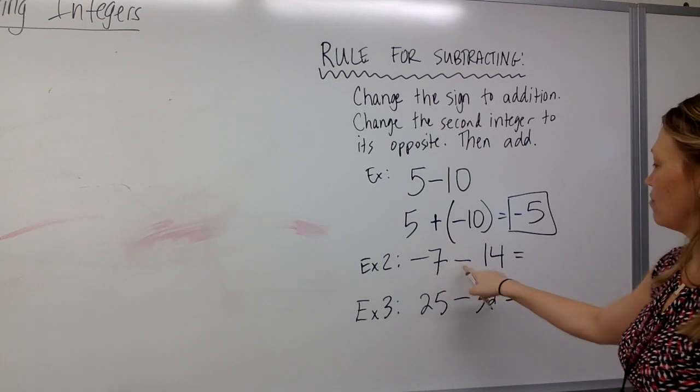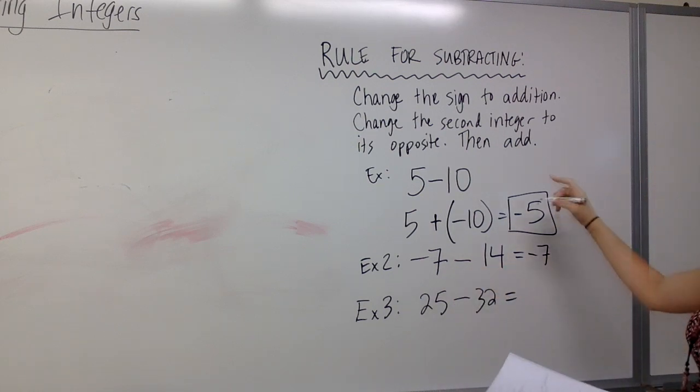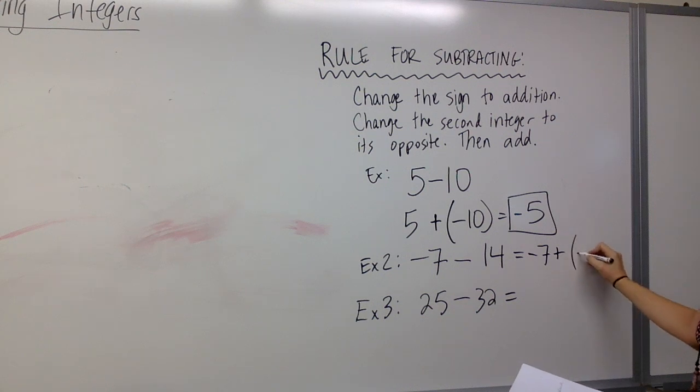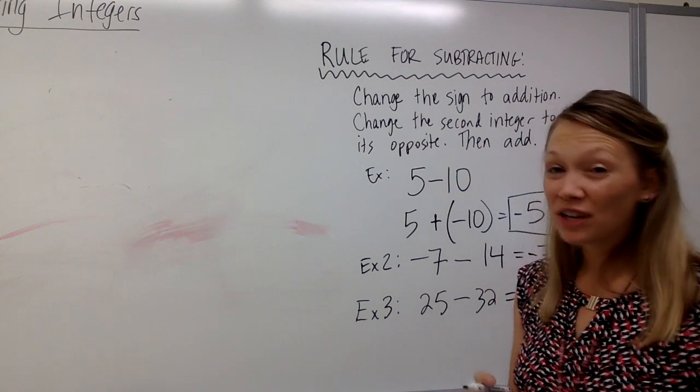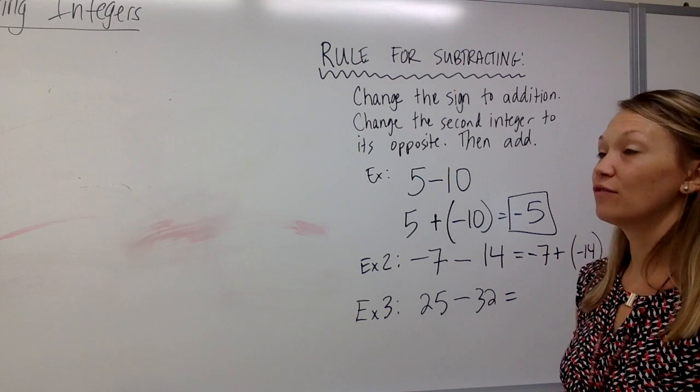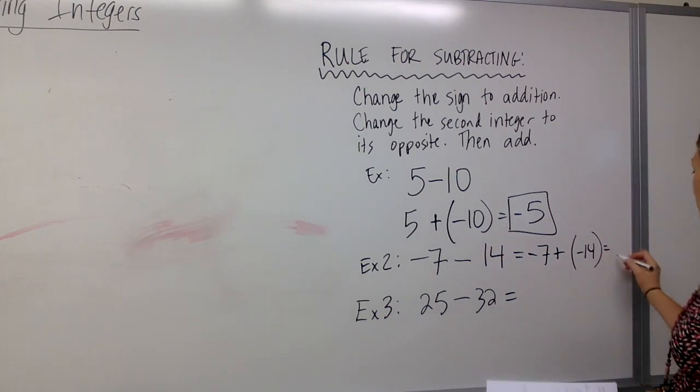Okay, negative 7 minus 14. Okay, so I can rewrite that as negative 7, change the sign to plus, take the opposite of 14. So I can say negative 7 plus negative 14. Using my addition rules, I just have to add together 14 and 7. So 14 plus 7 will give me a negative 21.